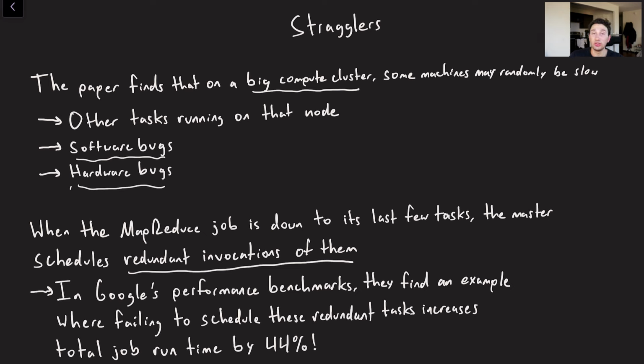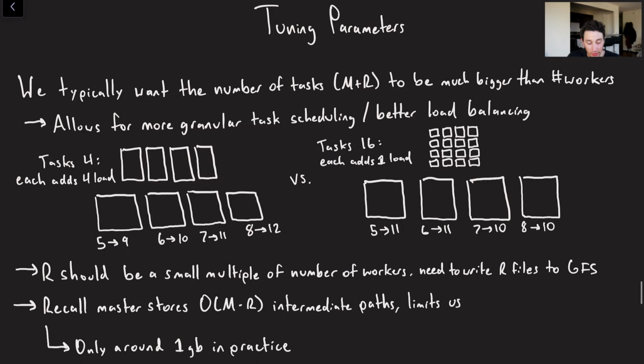Keep in mind that because everything should be idempotent, it's totally fine to just run these things twice. And so basically what they find is that this helps them eliminate the long tail of their jobs, right? They can see that if they don't do this redundant scheduling, a few tasks can run significantly longer than the rest of them, and actually so much so that in one particular benchmark, those tasks were running 44% longer when not using this redundant task scheduling. So they basically cut down on about a third of the total MapReduce time spent by scheduling a few redundant jobs for the last few tasks.